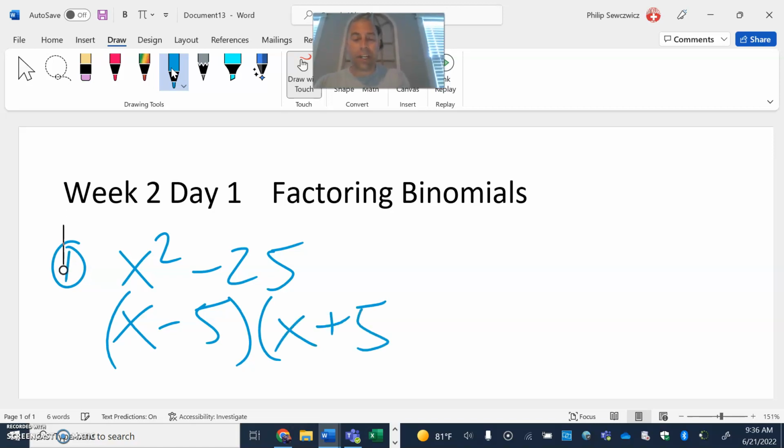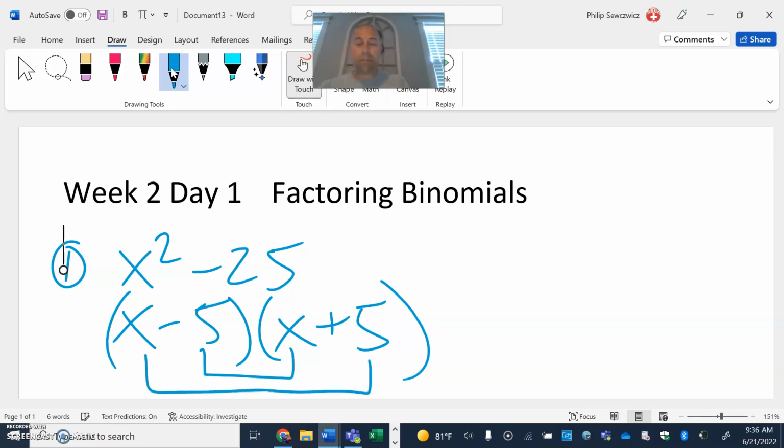Things that we want to watch for here. We're still getting our x squared. If we FOIL this out, x times x is x squared. We're still getting our negative 5 times our positive 5, which is our negative 25. And what we want to notice here is, when we check those inner terms, we've got a negative 5x and a positive 5x. Opposites, so they're gone. It's not there anymore. And that's the only way a binomial can be factored.